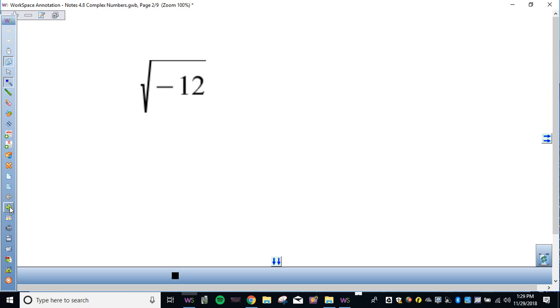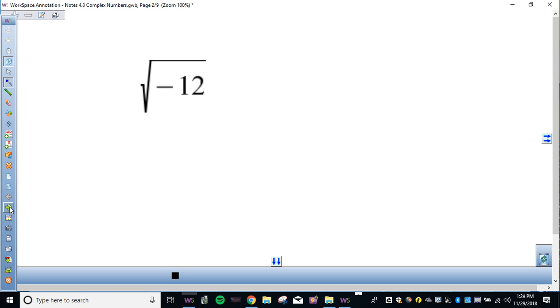Okay, here's another, square root of -12. It's a good look, Mia. He's just looking at. I got you. Thank you. Have a good one. Later.